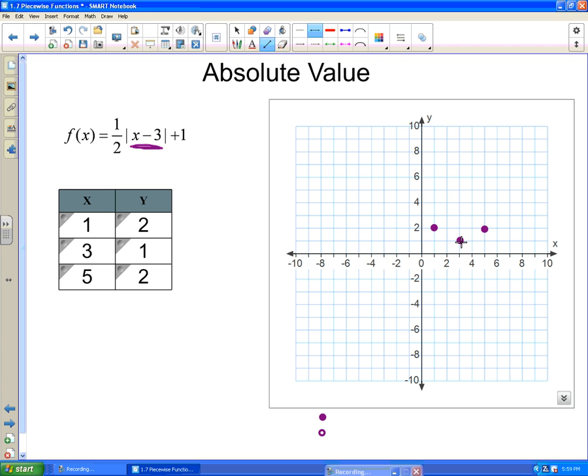So starting with the vertex, I go up this direction to the other point, and then from my vertex, I go this way, and now I have my absolute value graph, and that's it. So graphing piecewise functions is pretty easy. You just look at it piece by piece. Sometimes the graphs connect and sometimes they don't.